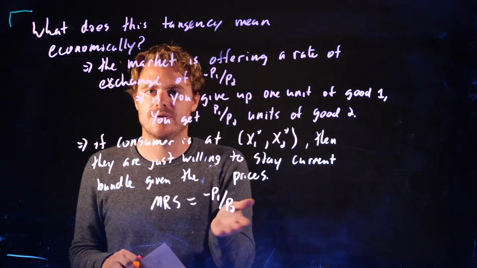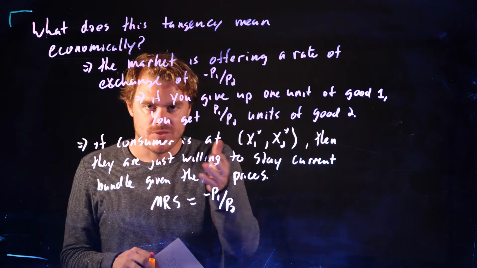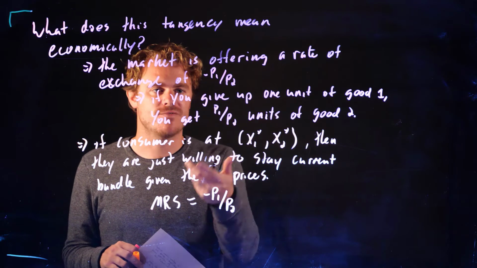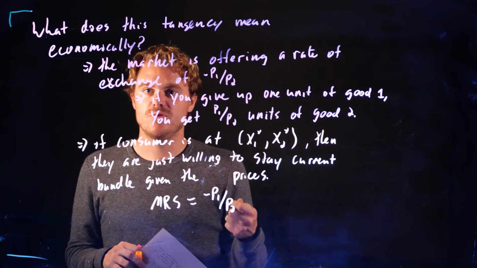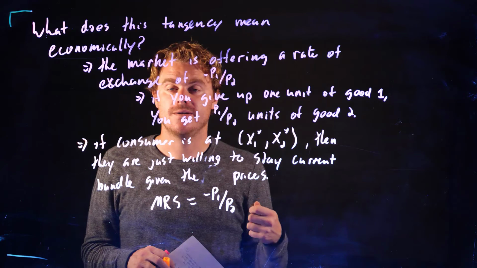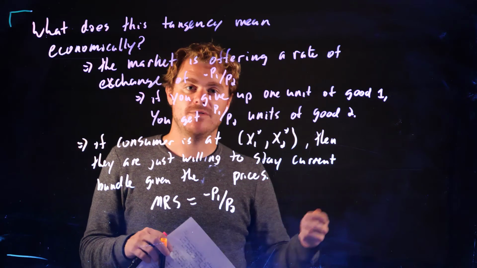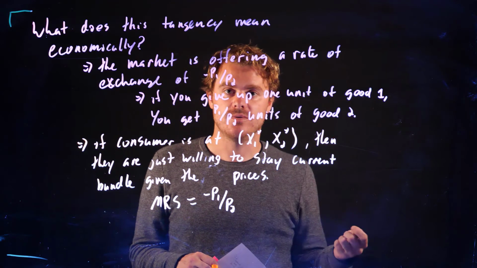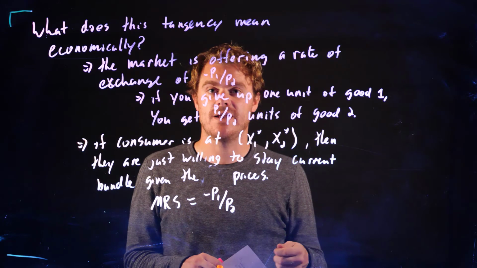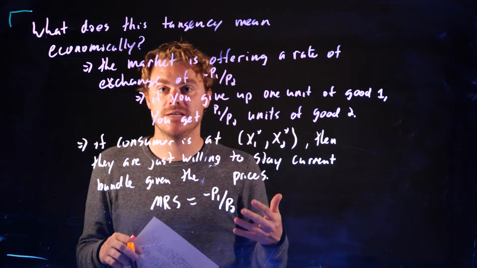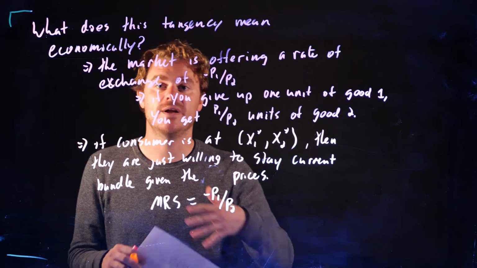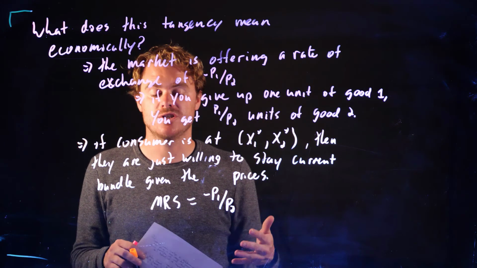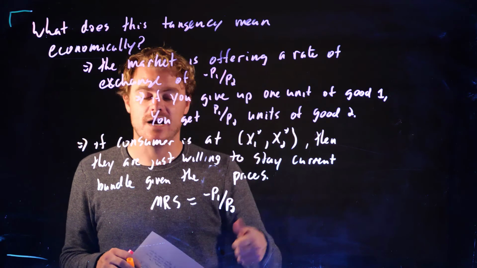Well, that's exactly what's happening here. Basically the market now is offering this exchange rate of the price ratio. And the consumer is just willing to stay put. They don't want to trade some of good 1 to get more of good 2 at this point. So they've maximized their utility in the sense that they're on the highest indifference curve possible. They don't want to change how much they're consuming of each good unless income or prices change.